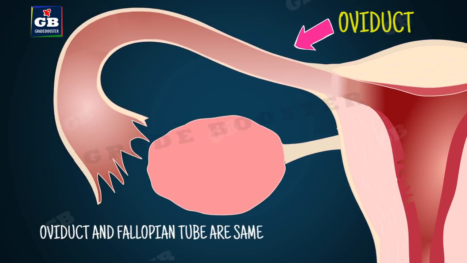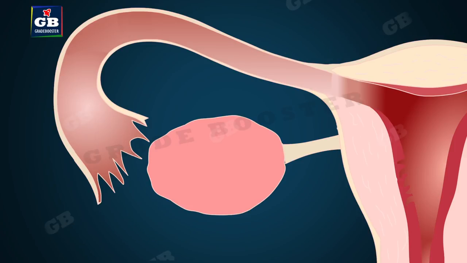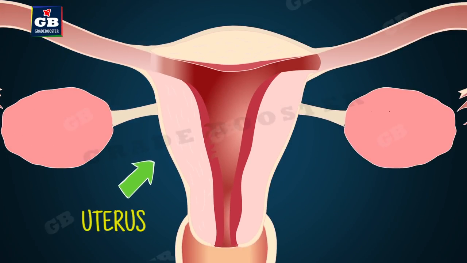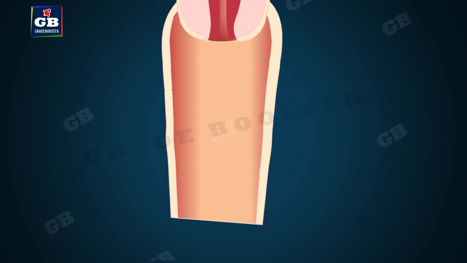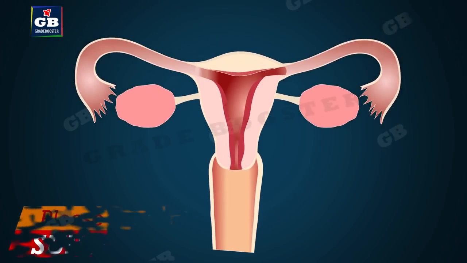Oviducts. There are two oviducts which unite into an elastic bag-like structure known as uterus. Uterus. It is called the womb where the implantation and development of baby takes place. Cervix. The uterus opens into the vagina through the cervix. Vagina. It is the passage where sperms are deposited by the penis of male reproductive system during sexual intercourse.